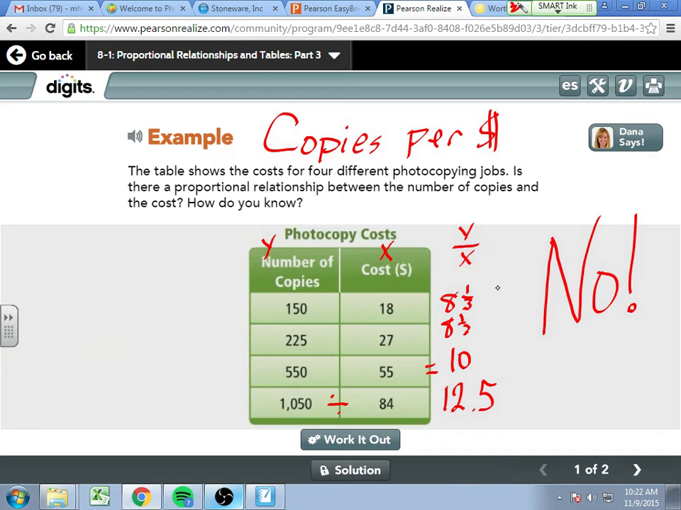So let's say this company is like Kinko's. You go to make some copies at Kinko's. Maybe they have a price for up to 500, 8 1/3 copies per dollar. Then above 500, 10 copies per dollar. Then above 1,000, 12.5 copies per dollar. As you buy more at one time, they'll give you a deal, a cheaper price.